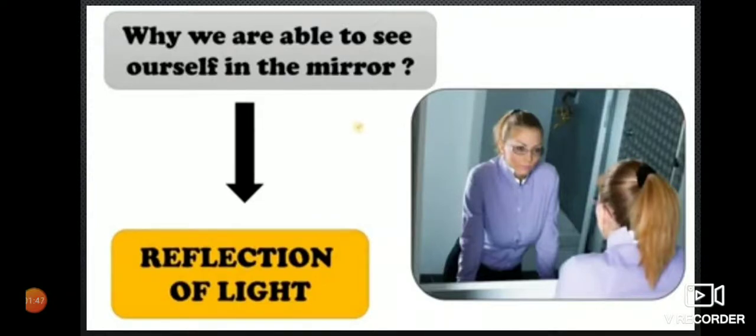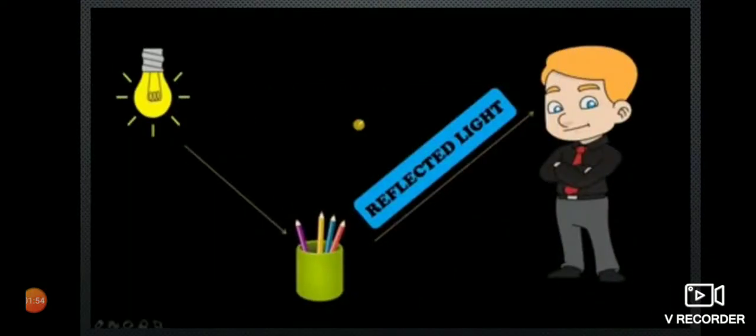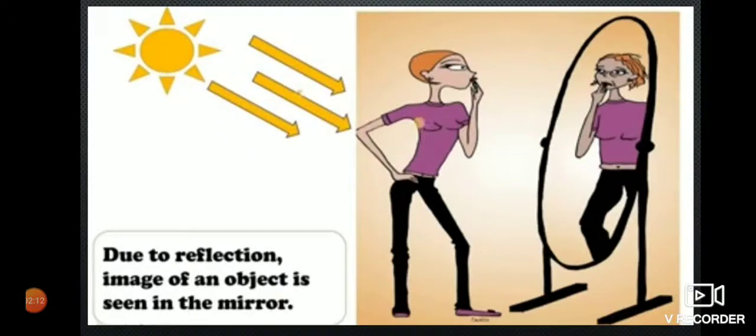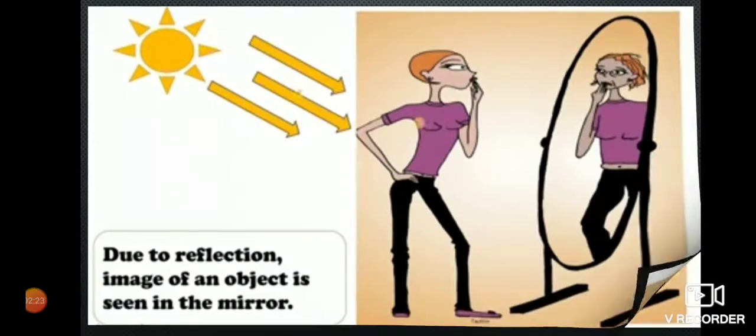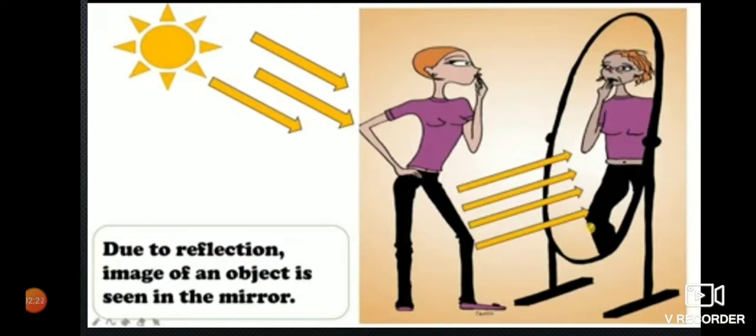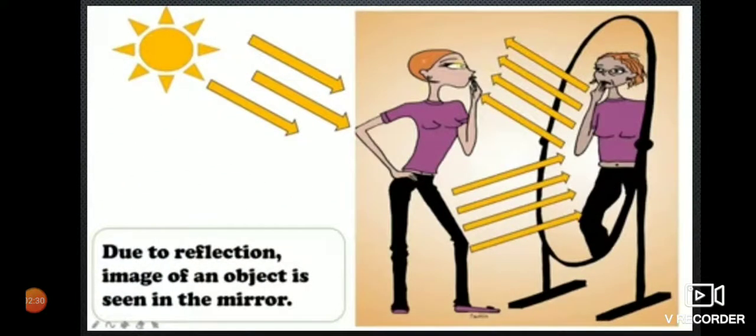Why are we able to see ourselves in the mirror? Yes, it is due to reflection of light. We already saw that when the light from a light source falls on an opaque object, it gets reflected, and that is how we see the objects. Due to reflection, image of an object is seen in the mirror. As shown in the figure, light from a light source falls on the object. It then falls on the mirror and gets reflected. That is how we see our own figure in the mirror.